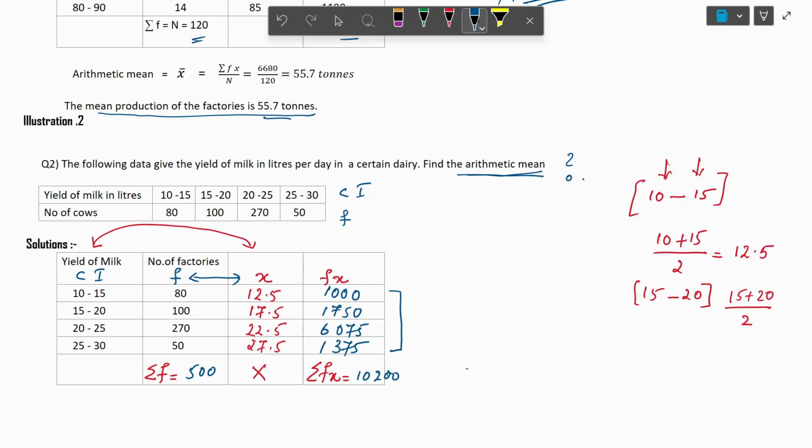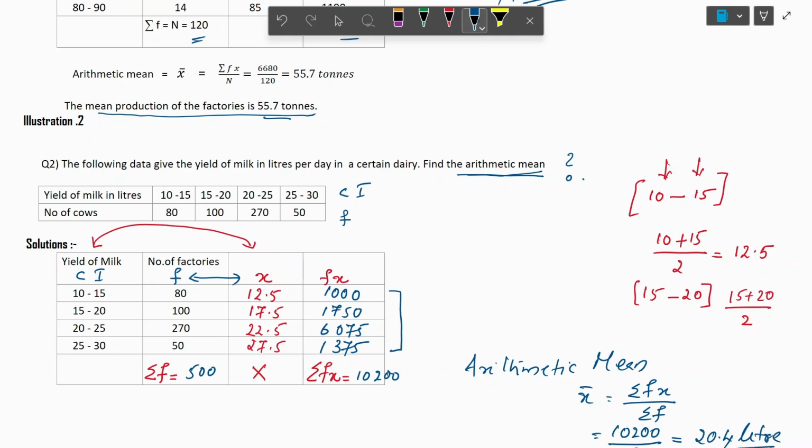10,200. Now you can write the formula, arithmetic mean, X bar equal to sigma FX divided by sigma F, that is 10,200 divided by 500. The answer is coming 20.4, that is in liters, because in the question it is given liters. Therefore, here we solved two questions for continuous data, two questions from discrete, and two questions from raw data.